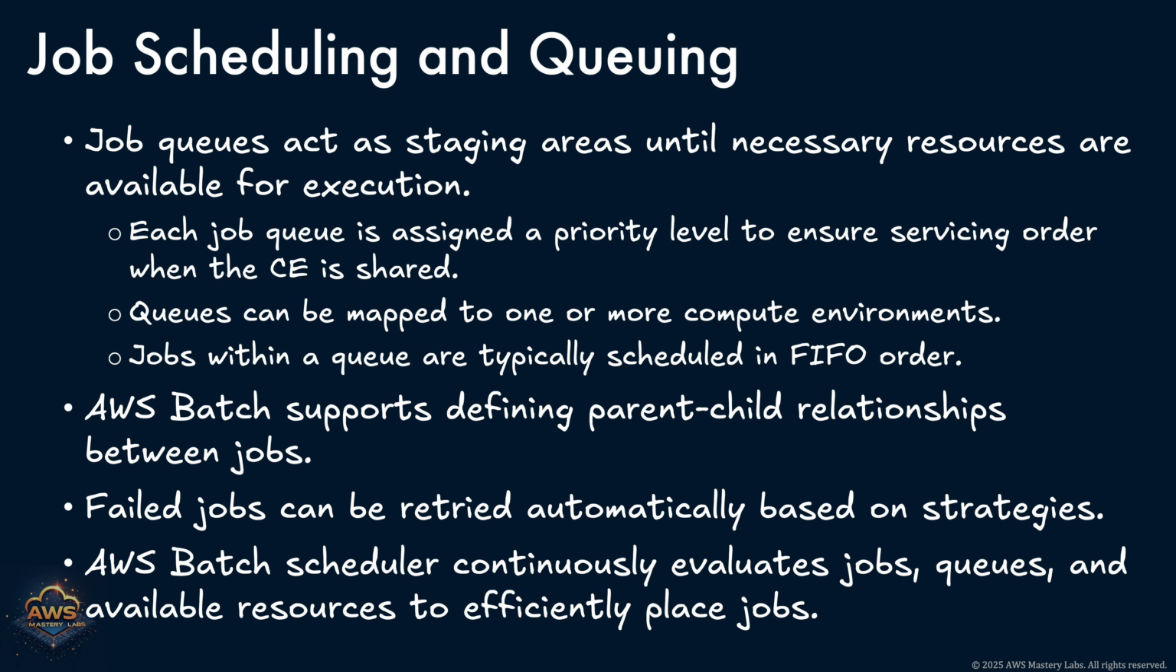This is extremely useful for building multi-step pipelines like data preprocessing, model training, and evaluation. AWS Batch supports automatic retries based on your job definition's retry strategy and handles failure gracefully, helping to keep your pipelines resilient without manual oversight. Finally, the AWS Batch Scheduler continuously evaluates job queues and available compute resources, dynamically assigning jobs based on current demand, instance capacity, and execution constraints. This ensures jobs are executed as efficiently and cost-effectively as possible.